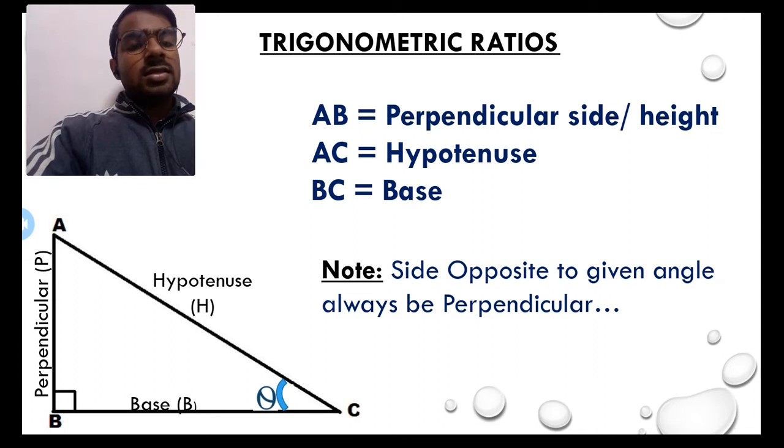Here the given angle is theta, which is angle ACB. Whatever angle we are talking about is always written in the middle, that is ACB, where C is in the middle. We are talking about angle C. Angle C is theta, and in front of theta there is always the perpendicular, which is also known as height.